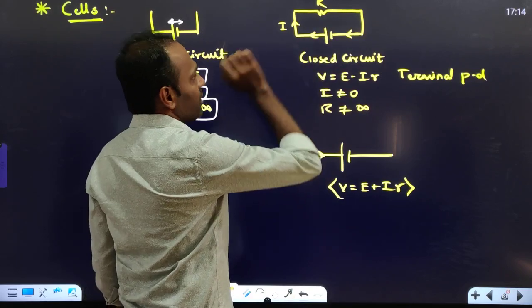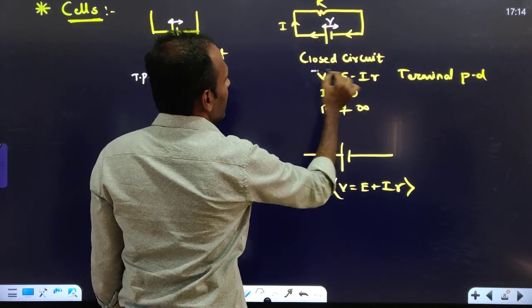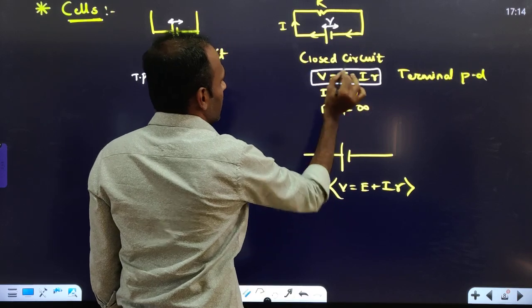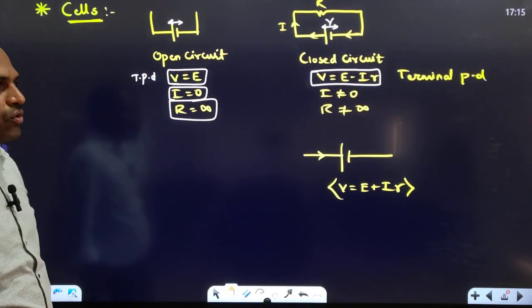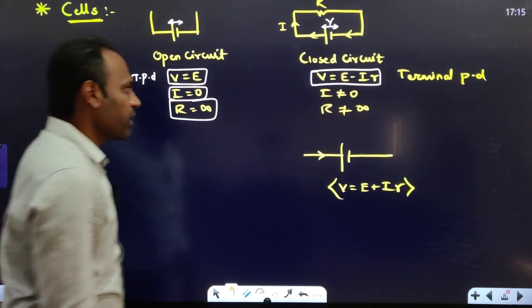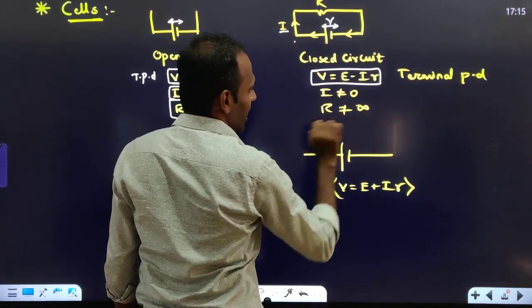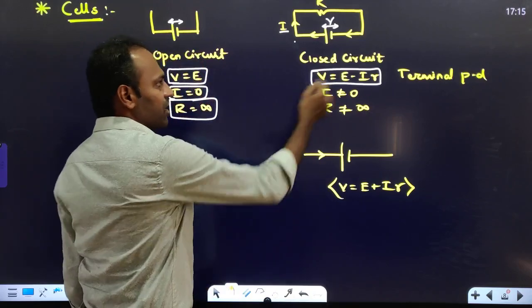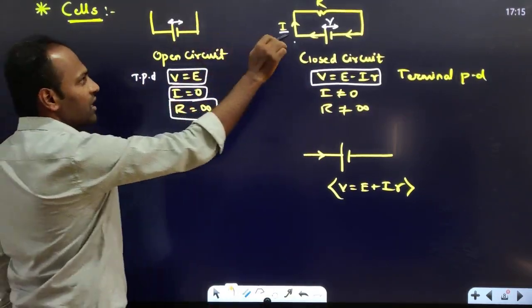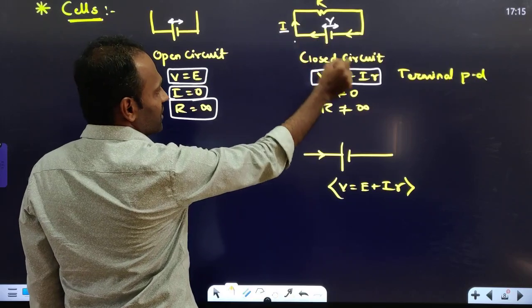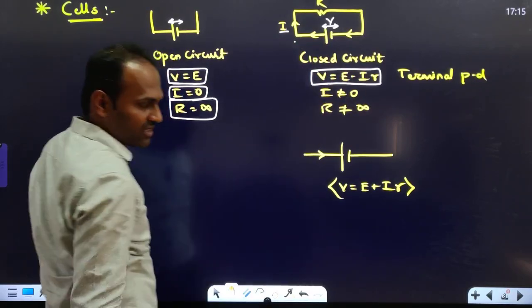In closed circuit, the potential difference between the terminals of the cell, V, will be equal to E minus IR. Terminal potential difference anta ಕರಿತೀವಿ ಅದಕ್ಕೆ. Terminal potential difference V is equal to E minus IR, right? Okay, and I will not be equal to 0. There will be I flowing in the circuit and R is not equal to infinity. ಇದಕ್ಕೆ terminal potential difference ಅಂತ ಕರೀತಾರೆ. Fine, that is all about the terminal potential difference of the cell in closed circuit. Closed circuit ಒಳಗೆ ಒಂದು cell the terminal potential difference E minus IR ಇರ್ತದ್ರಿ.